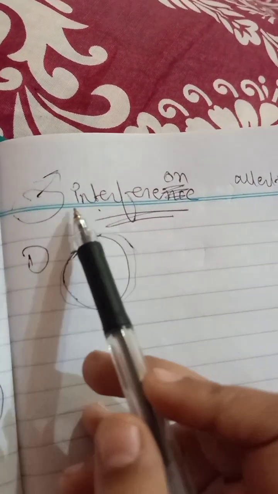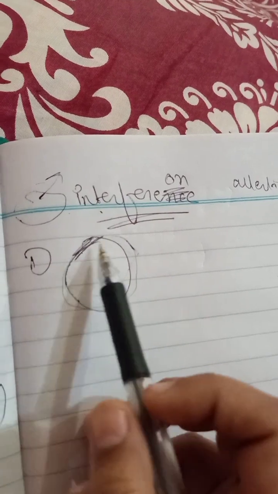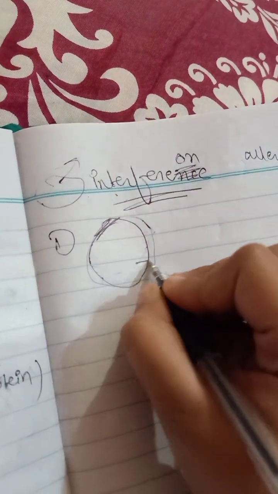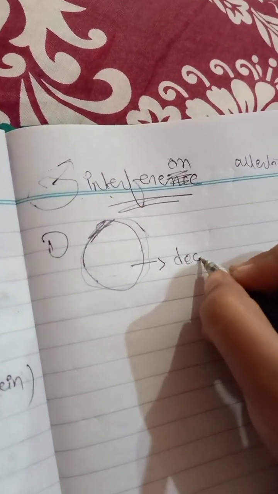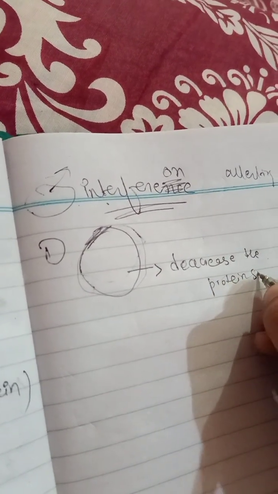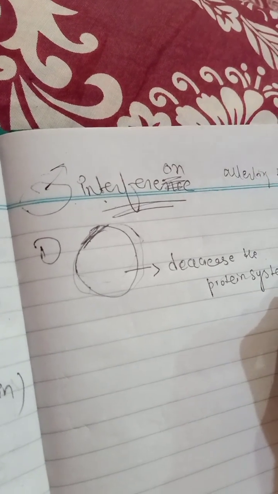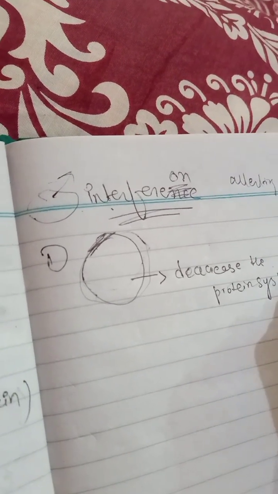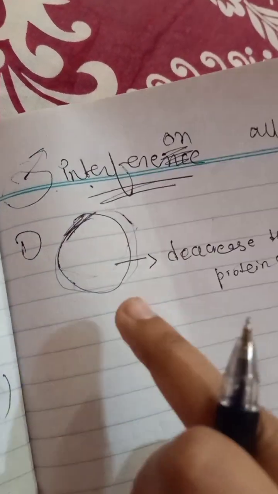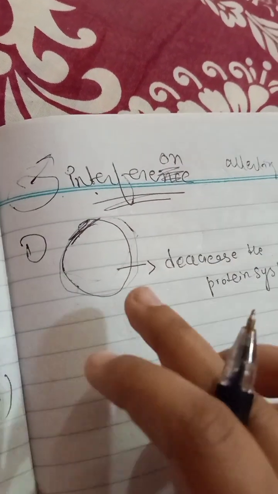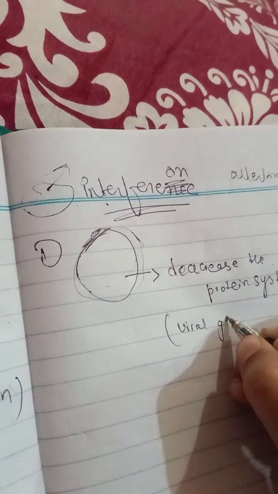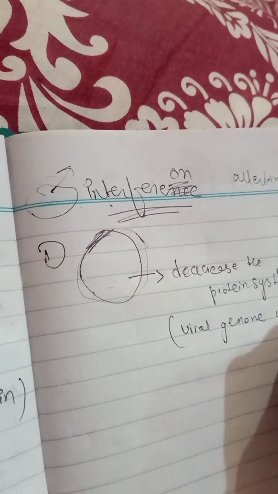For example, the interferon is alerting the different cells which have no pathogen, so it will alert them that the pathogen is there in the body, to become alert. So what will the cell do? The cell will decrease the protein synthesis. From this, it will not give a suitable environment for the virus, so the virus cannot attack this cell. And the virus can also not replicate, so the viral genome will get destroyed.